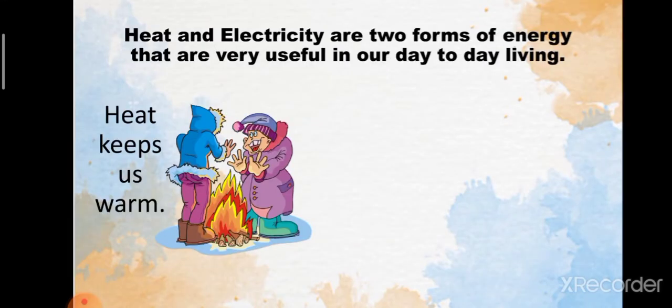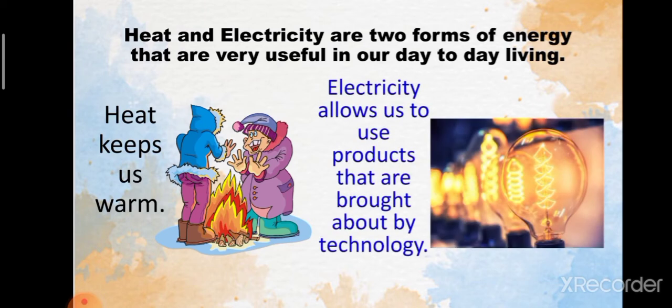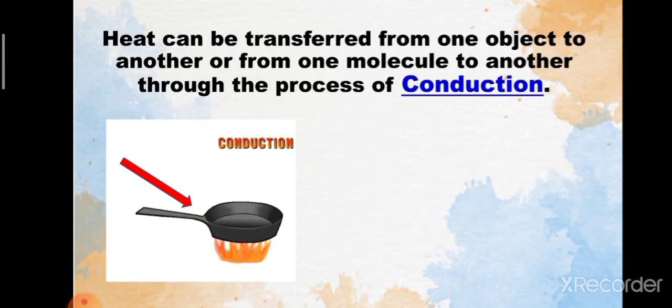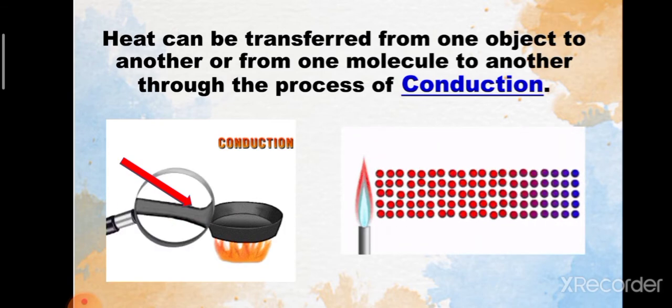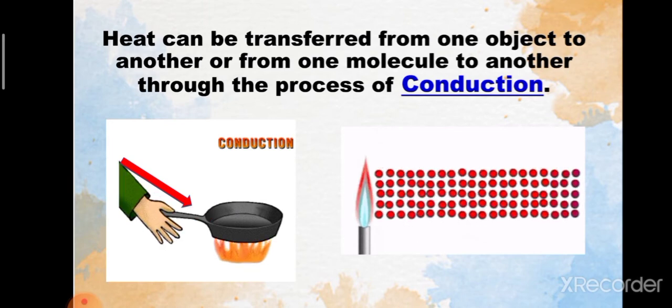Heat and electricity are two forms of energy that are very useful in our day-to-day living. Heat keeps us warm. Electricity allows us to use products that are brought about by technology. Heat can be transferred from one object to another, or from one molecule to another through the process of conduction.